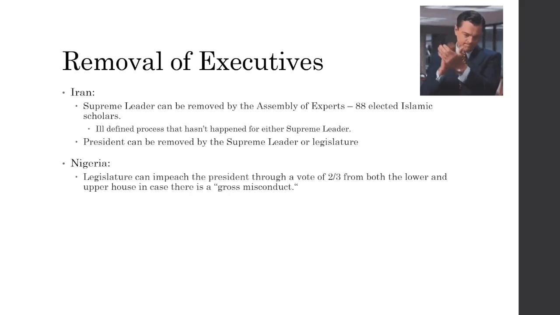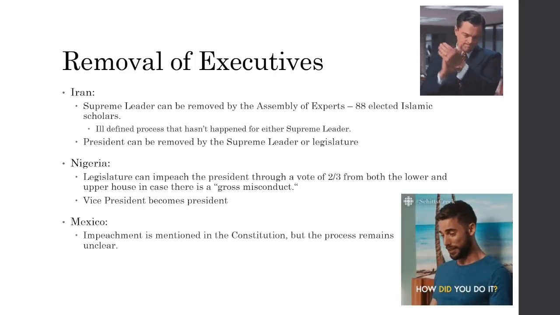Now, in Nigeria, the legislator can impeach the president through a vote of two-thirds of the representatives from both the lower and upper house of Congress. Both houses have to vote two-thirds in support of impeachment. And this is in case of gross misconduct. The vice president will then become the president. And then in Mexico, we also have impeachment. This is mentioned in the Constitution, but the process remains unclear, so we're not really going to talk about it.